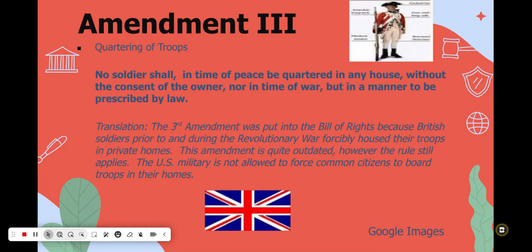Third Amendment, really quick, basically, they can't force anybody to put soldiers in your house. The British did this during the Revolutionary War, that's why. Anyway, basically, they can't force you to put soldiers in your house, that's it.